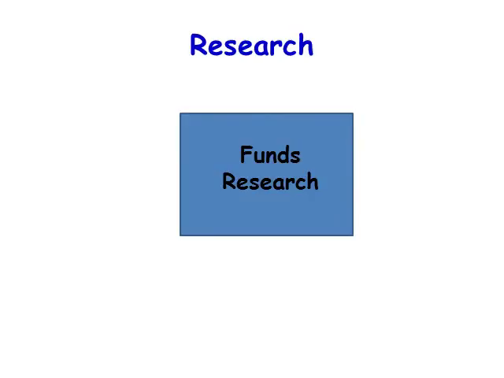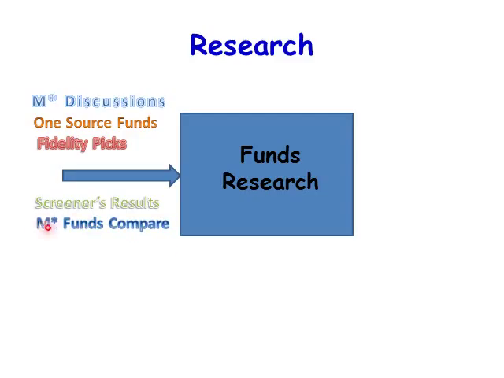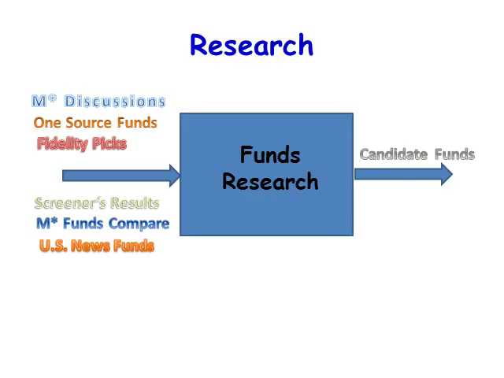Let's discuss one at a time. So research, we'll do funds research. What do we do? We look at the funds mentioned on Morningstar discussions. We'll look at one source, funds from Schwab. Look at the Fidelity picks. We'll look at various screener results. We'll use the Morningstar funds compare tool for ideas, and we'll also use U.S. News funds for ideas for candidate funds. Then in the end we get candidate funds.